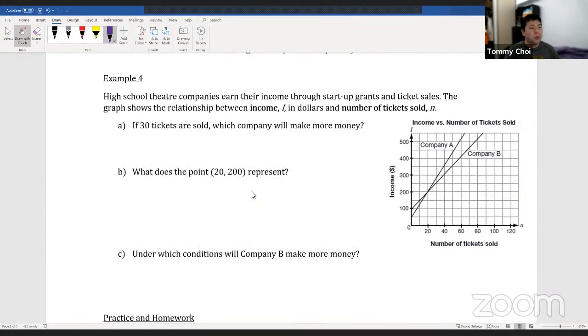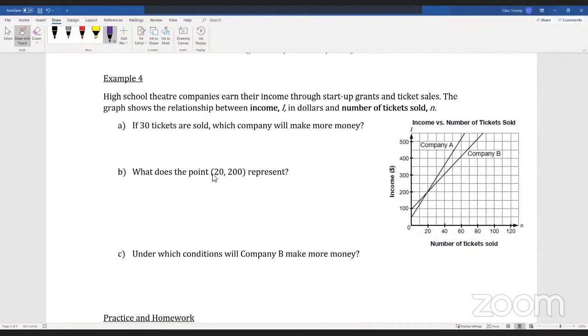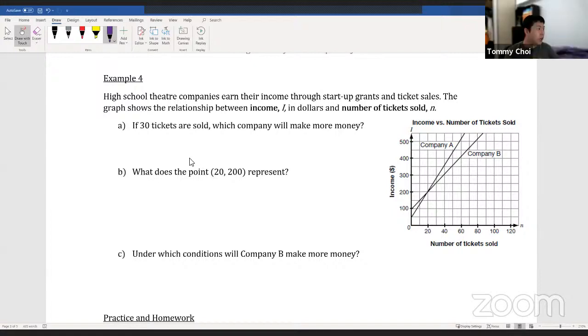Example 4. Word problems. I love it. Example 4, word problems. So high school theater companies earn their income through startup grants and ticket sales. The graph shows the relationship between income in dollars and number of tickets sold, with N as the variable. Now, if I ask you the first question, Santiago, I'm going to choose you first because you're the first on my list on my right side. Santiago, what is the independent variable and what's the dependent variable?